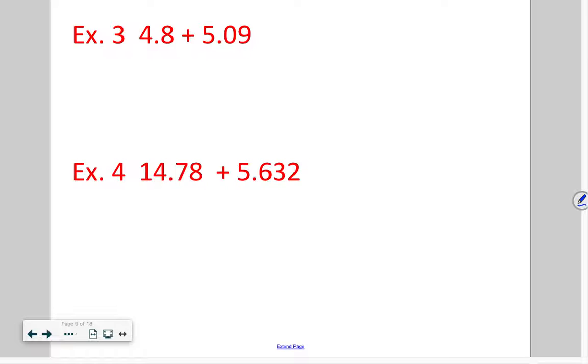Okay, still doing the same thing. Still using front end estimation. Add your fronts. What is 4 plus 5? Add the back sides, or estimate the back sides. 8/10 and 9/100. Are you close to about 1? Yeah, you are. You could put both of them together and say you're close to 1. So 9 plus 1 is about 10.